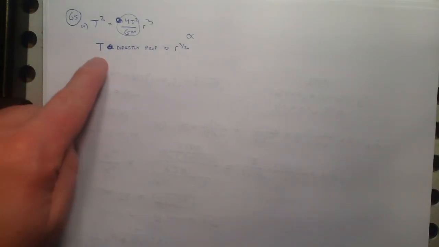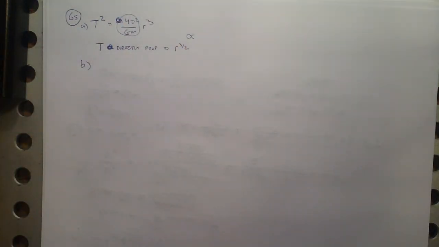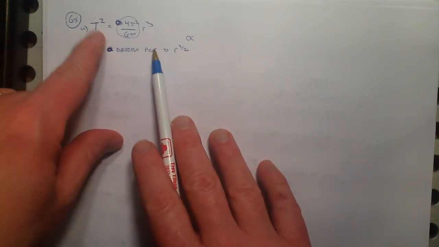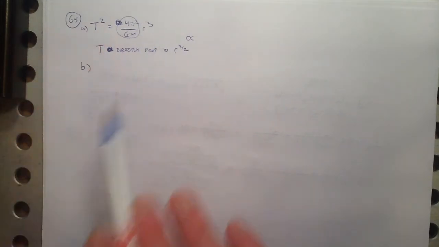So that's what they mean by how does one of these things depend on the other? T is directly proportional to r to the 3/2. That's what they're talking about. So if you weren't really clear about what this problem was asking, that's what it's asking. I would pause now, look for other relationships between the things they're talking about and r, and see if you can figure out what the answers would be.